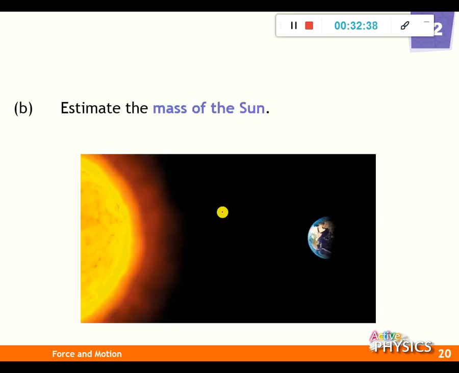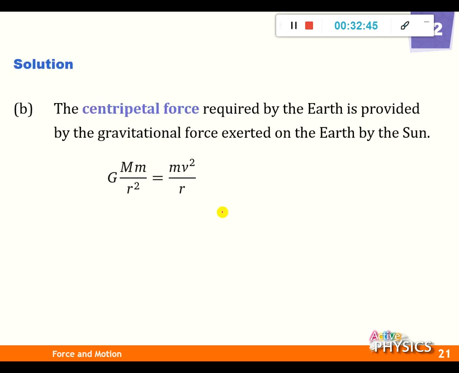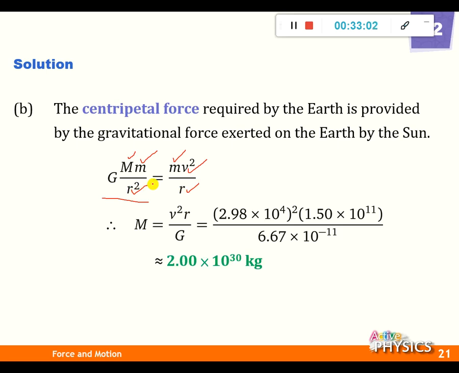Here, how to estimate the mass of the Sun? Of course, use the gravitational force and circular motion. Here, we notice that this one is the mass of the Sun, the mass of the Earth, the speed of the Earth, the separation between Sun and Earth. Actually, everything you know. Only one thing you don't know is the mass of the Sun. You can use this one to find it out, very large. Okay.